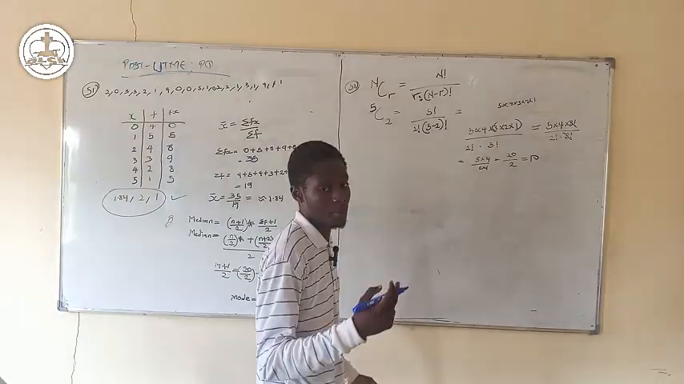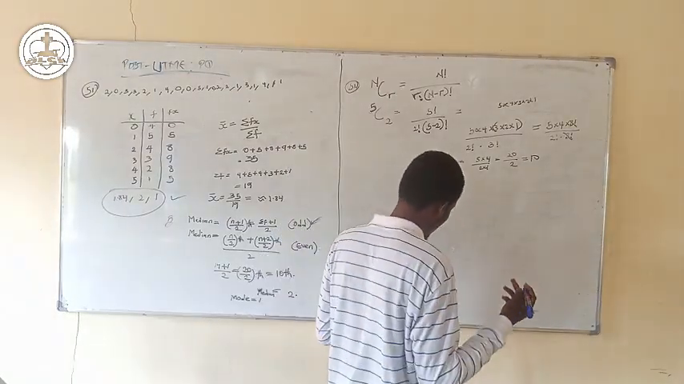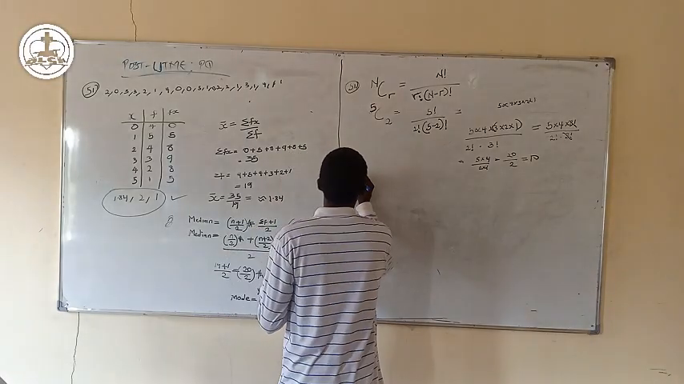10 ways that 2 students can be selected from 5 students in the competition. So let's move to the next question.